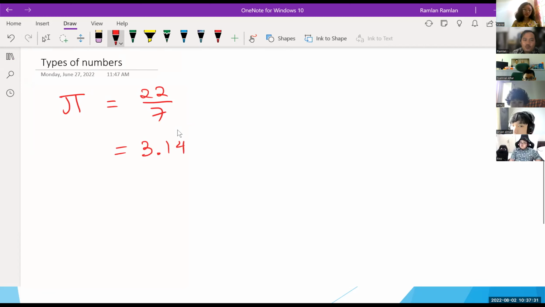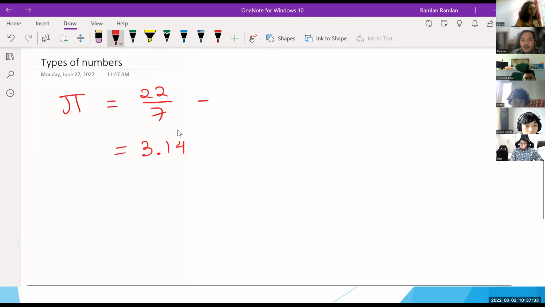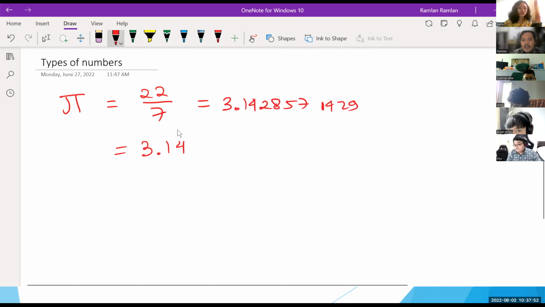Okay, so when you have 22 over 7, can anyone help me with converting this into decimal? Put this into the calculator. It's 3.14, 28, 57, 1429. And then you can also use this number, right?